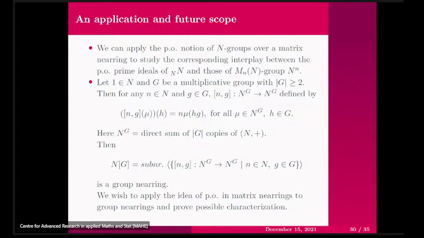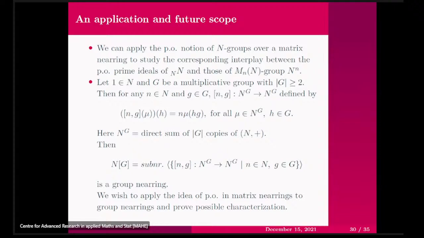Now, some applications and future scope of the presentation. We can apply the partial order notion of N group over matrix near rings to study the interplay between the partial order prime ideals of N and the matrix MNN group M_n(N).